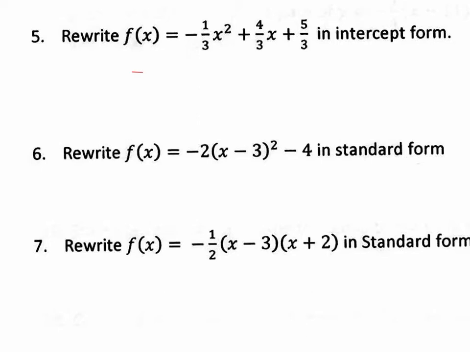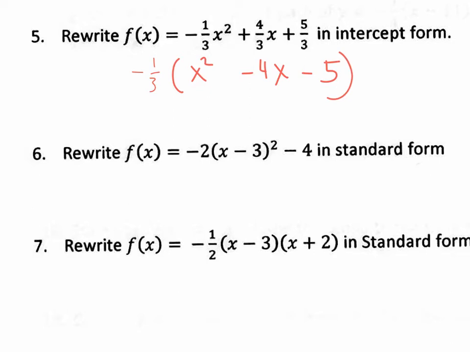If you factor out a negative 1/3, what are we going to have left? We're going to have x squared minus 4x and then minus 5. So I guess I shouldn't have put the plus in there. Let me erase it. But that's what you get when you factor out a negative 1/3.